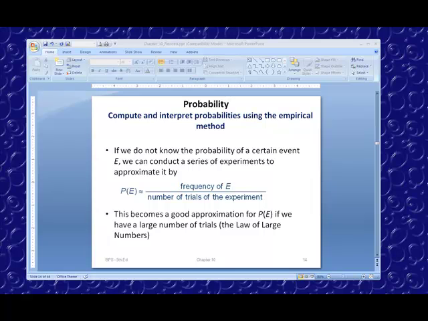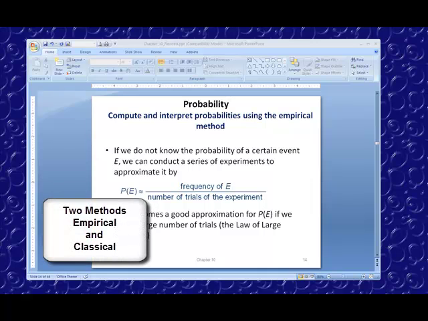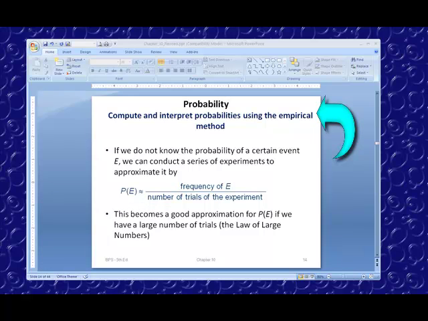Now we're going to learn how to compute and interpret probabilities. We're going to look at two methods, the empirical method and the classical method. Now with the empirical method, we do not know the probability of a certain event.